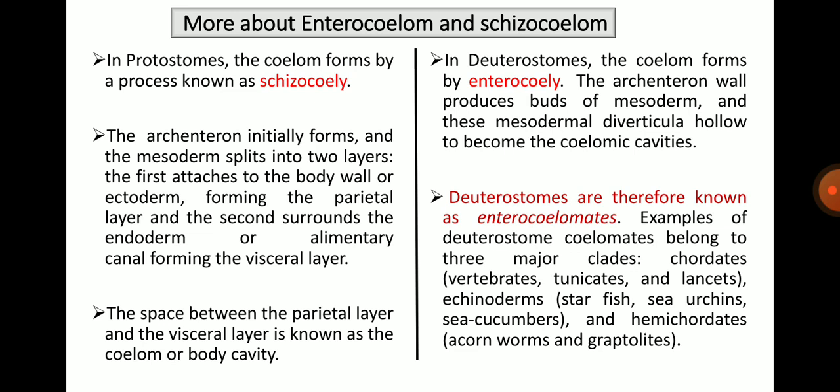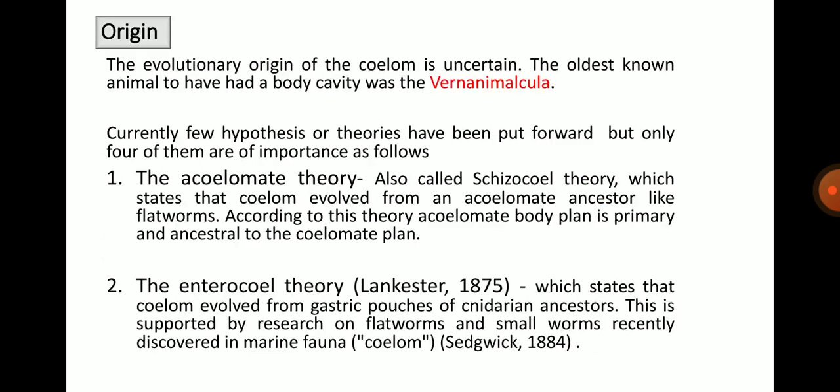So in case of deuterostomes, the coelom forms by enterocoely. The archenteron wall produces buds of mesoderm, and these mesodermal diverticula hollow to become the coelomic cavities. So deuterostomes are therefore known as enterocoelomates. Examples are cited here. You please go through the slide later.